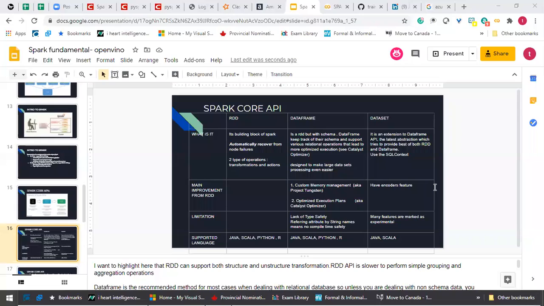Since today we have limited time, I'll just tell everyone this: use DataFrame. Unless you have a specific thing that you need to use RDD for, then you can start looking at that. But if you are at a basic introductory level, you can use DataFrame.